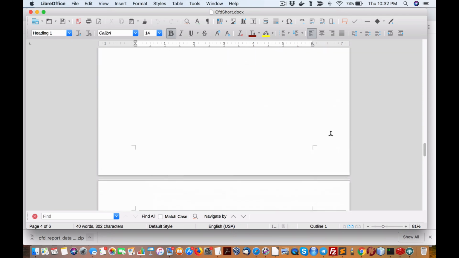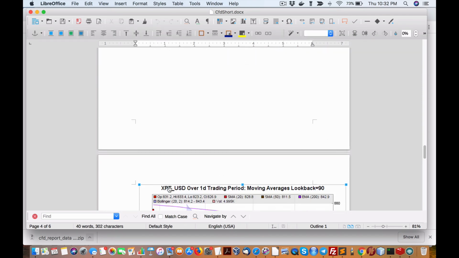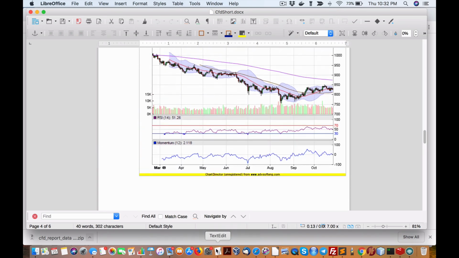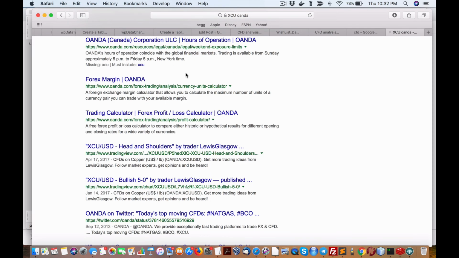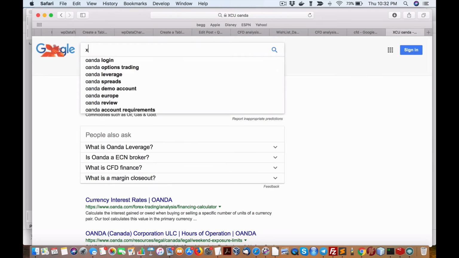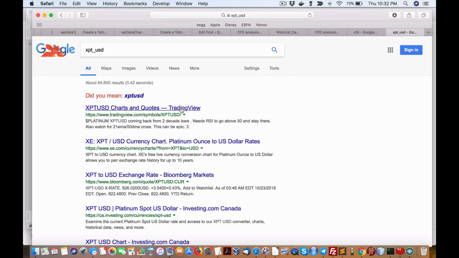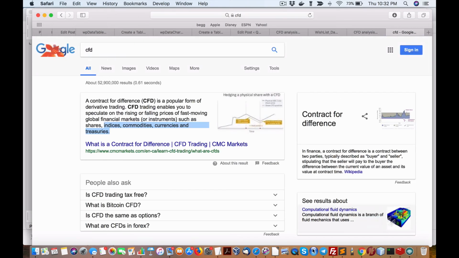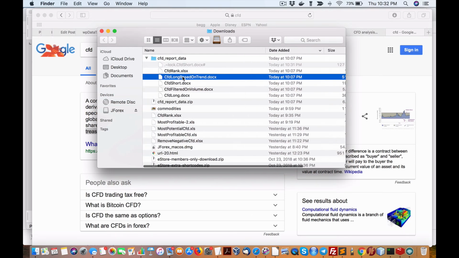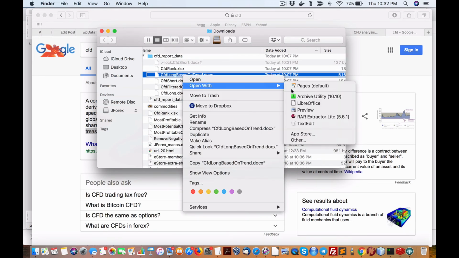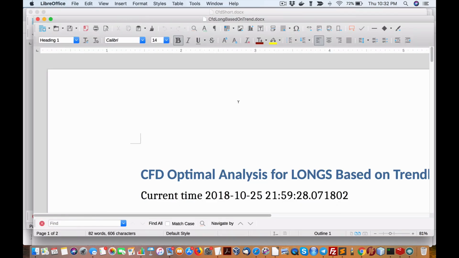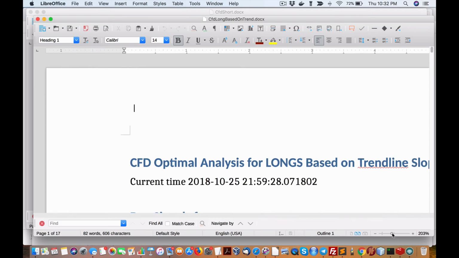So XPT. Can't remember what this is. Let me just look what that is. XPT USD. XPT says platinum. All right, so there's that report. Let's check out this one. Might be doable too. This is the last one. I'm not going to show you the other one. It's all the same stuff, just filtered on volume. So this one's filtered on trend.